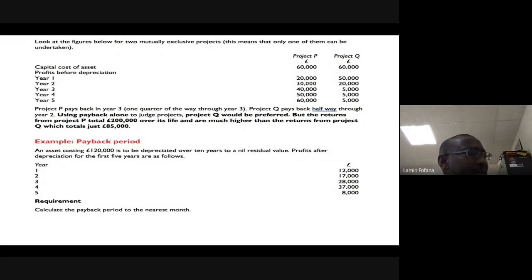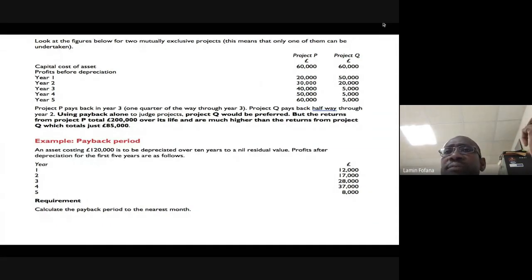So I think we're going to stop at the accounting rate of return for today. Then tomorrow will be a marathon. Please try to come along with your food wherever you're going to be. I want us to start from 12 midday till anytime we finish the syllabus. So take note, tomorrow we'll start from 12. Okay, so let's proceed.